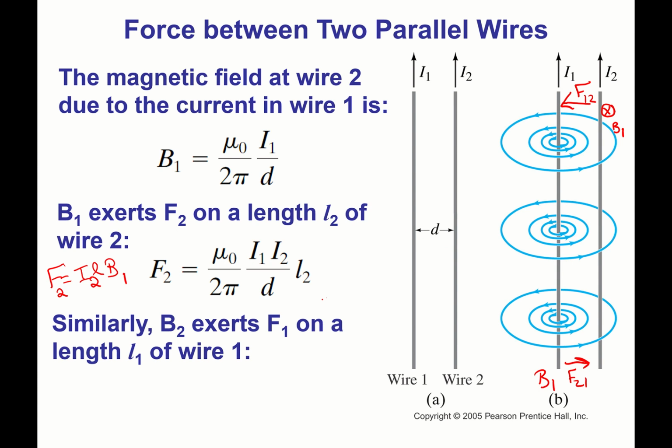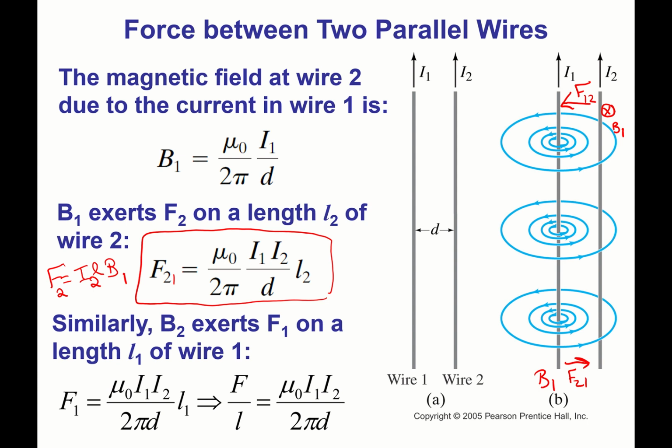So if I put that all in, I get the force on 2 due to 1 is mu0 over 2 pi I1 I2 over d times L2. And the force on 1 due to 2 is a symmetrical equation. It's mu0 I1 I2 over 2 pi d L1. So you can see the only difference between those two equations is the length of the wire.